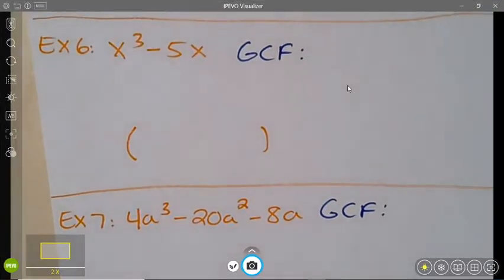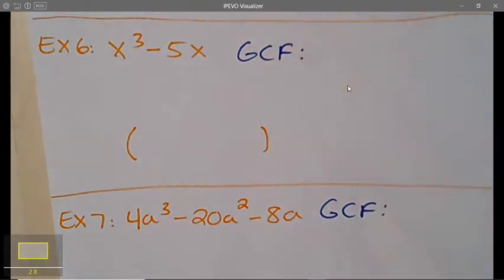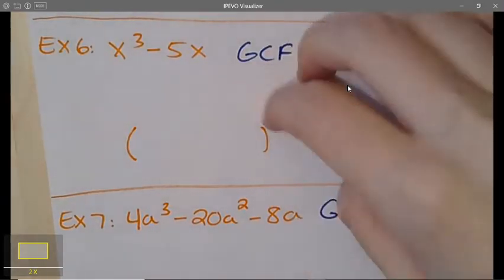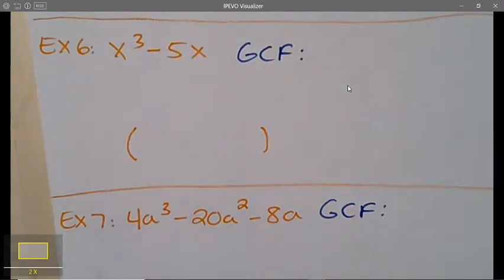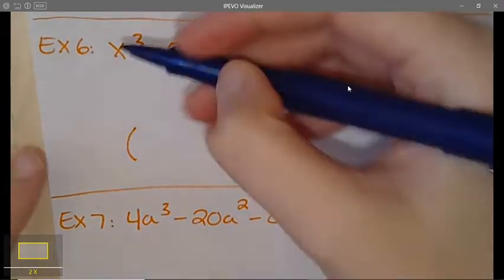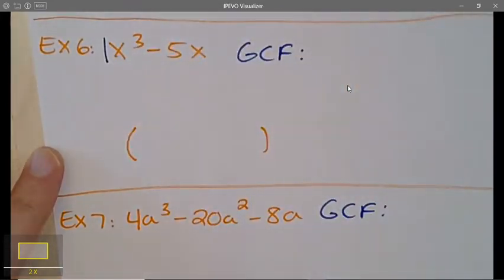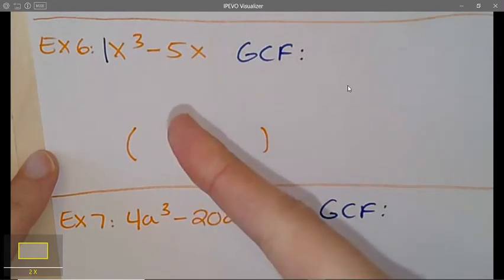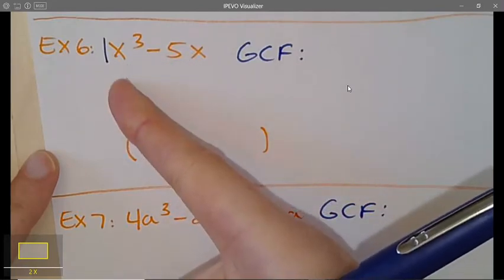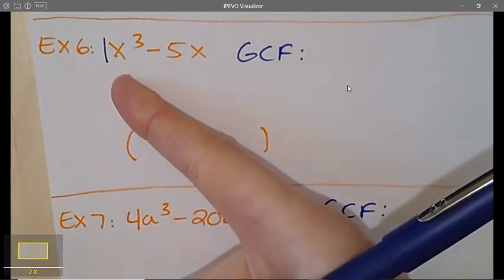Alright guys, let's get going on example 6. So the first thing we're going to do is identify what is the GCF. So I'm going to start by looking at the numbers or the coefficients, which this problem is missing a number, so there is secretly a 1 in front of the x. Don't forget about the sneaky ninja ones. They're right there and you just can't see them. They're like sneaky little ninjas.